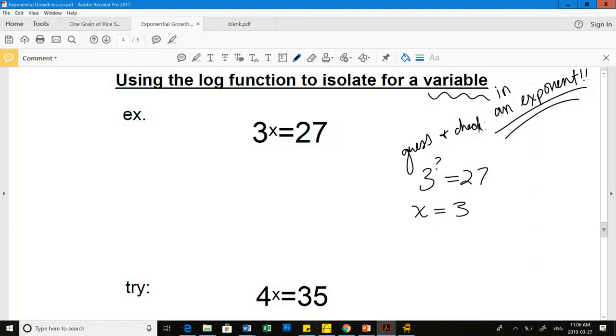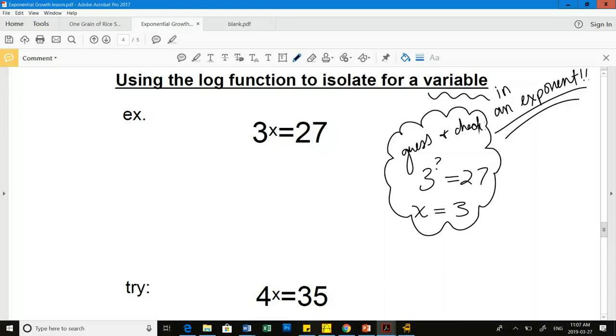But what if it's not a whole number? That's the problem, right? This one's pretty easy to solve if that number is a whole number, then our guess and check works just fine. But if it isn't, I need something else to help me, and that is log. So I'm going to show you how we would solve this with log, and then you guys are going to try it on this one down here.